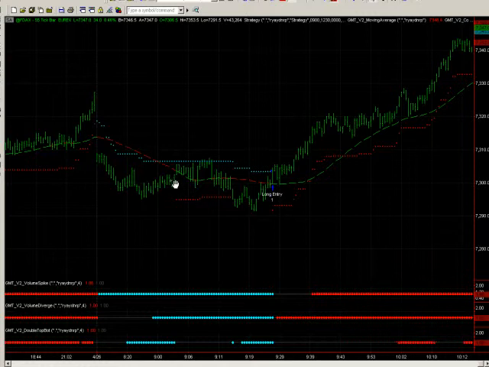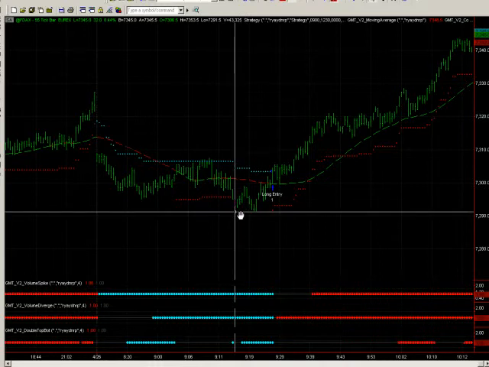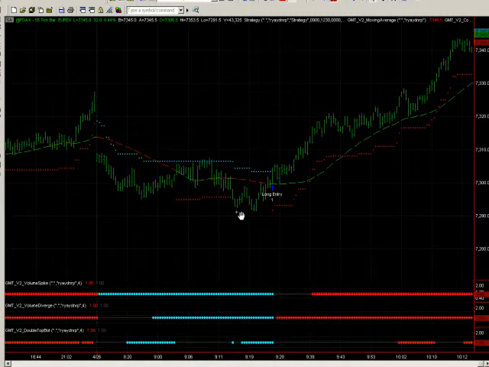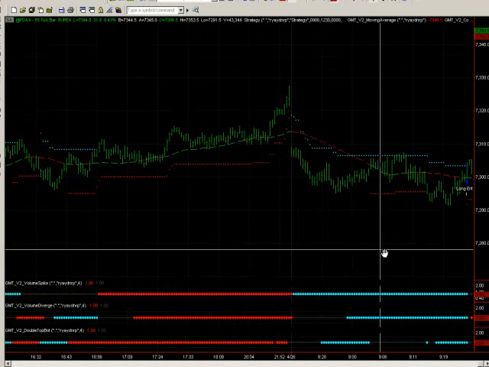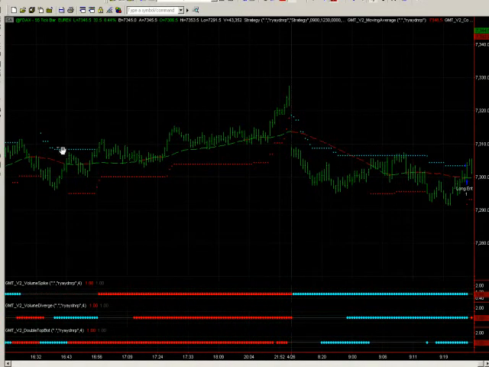So as you can see here, the sellers are taking control. They're pushing price down. You can see here that we've had a volume spike from the sellers. We've also got divergence here. So what this information is telling us, without knowing what's on the right hand side here, is that we're ready for a possible buy setup.